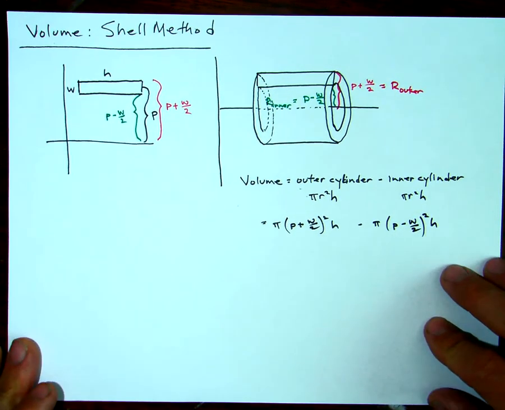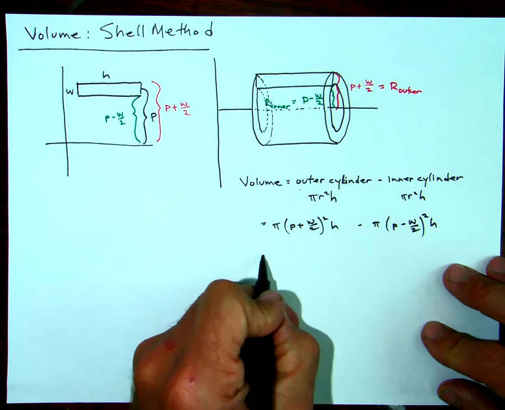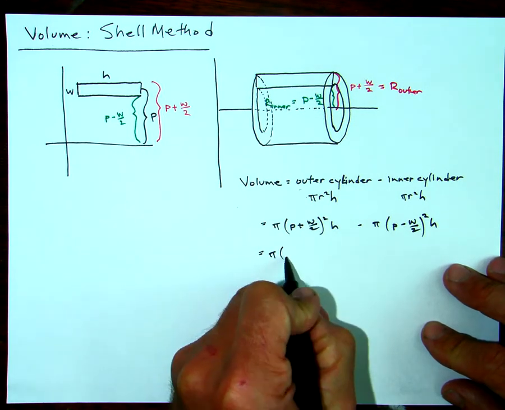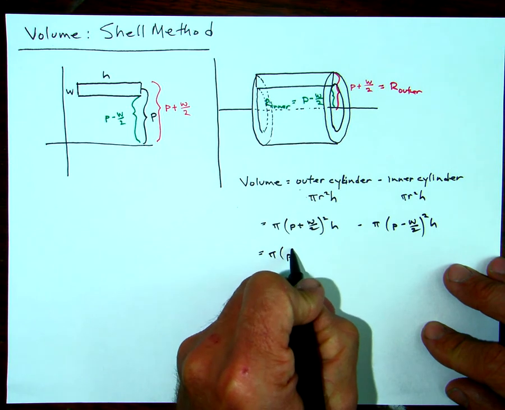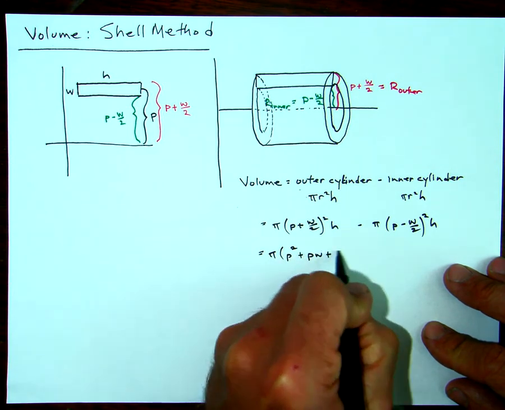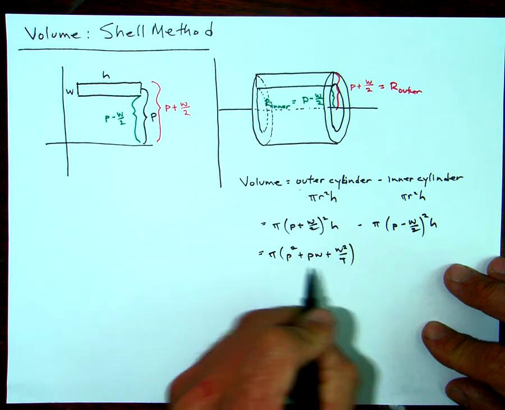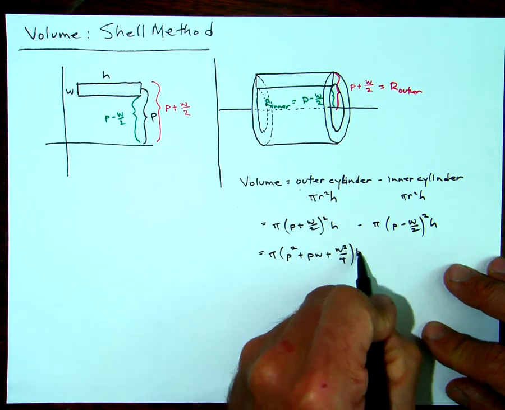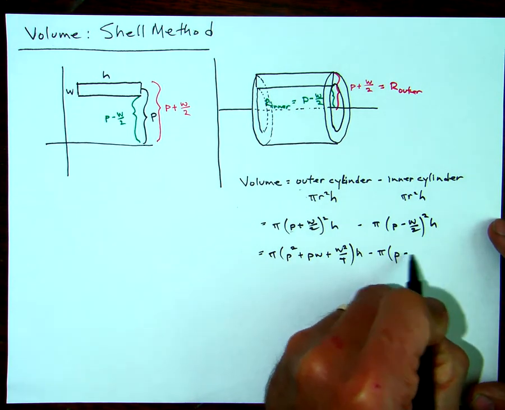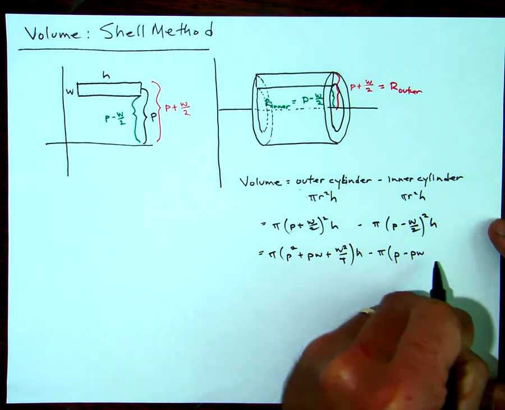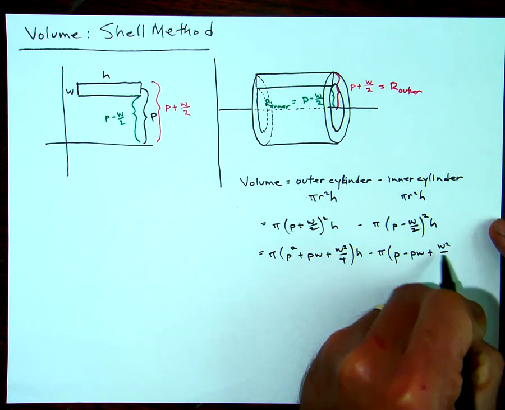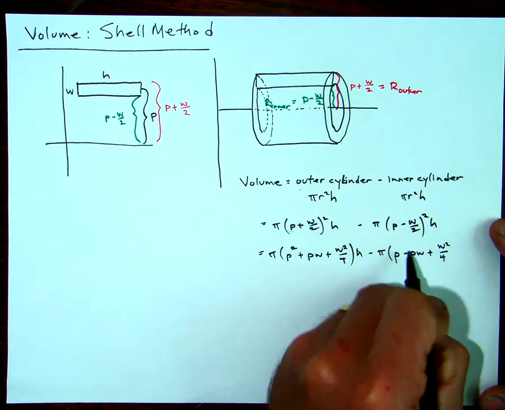All right, there's some algebra involved here. I'll do one step, but I don't want to bore you with too much of this because it's really just algebra. This is going to give us P squared plus PW plus W squared over 4, that's just expanding this, times h, minus, and this is going to look awfully similar, except I'm going to have a minus PW instead of a plus. But the first and last terms are exactly the same because when we square them, sorry, this is a P squared.